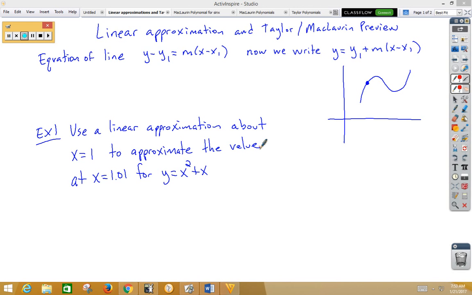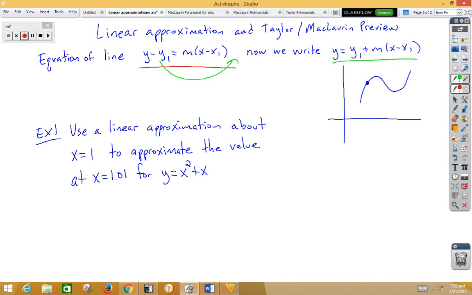In this video, we're going to talk about linear approximation and an introduction to Taylor-Maclaurin. So in Calc AB, we frequently wrote the equation of a tangent line, and when we wrote the equation of a tangent line, we did so in the form of y minus y1 equals slope times x minus x1. Now what we're going to do is add that y sub 1 over to the other side, and write it as y sub 1 plus slope times x minus x1. This puts it in a form that gets us ready for Taylor-Maclaurin.